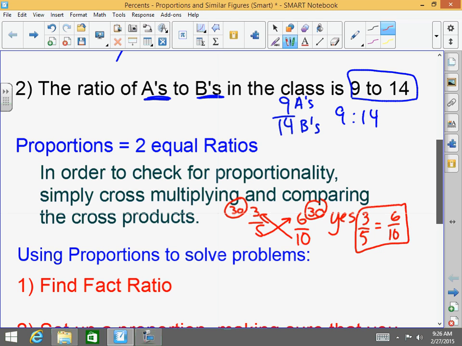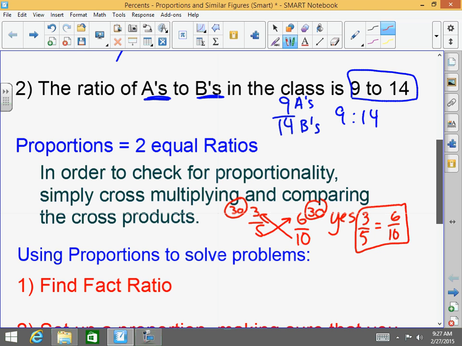That's how you check for proportionality. And by the way, that's how you're going to solve proportions later on. If I tell you something is proportional and I need you to find a missing value, you're going to cross multiply and solve for that missing value. In fact, we've already done that.